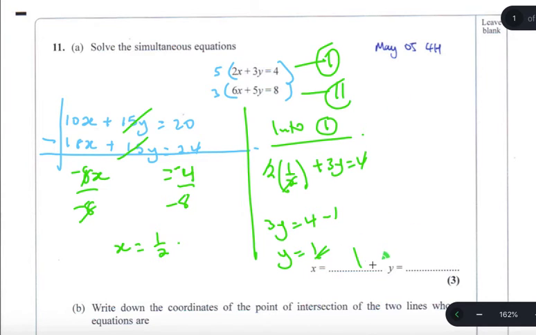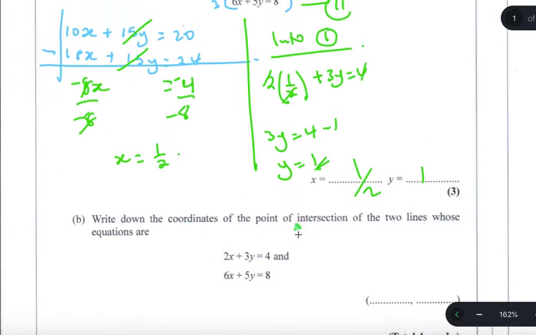So this is 1 over 2 and 1. When they say write down the point of intersection, these are equations of straight lines. Where the straight lines intersect with each other, that point, these two lines are equal. So the point of intersection means the answers you've got here. The coordinate will be a half and 1, the exact answers you got there.